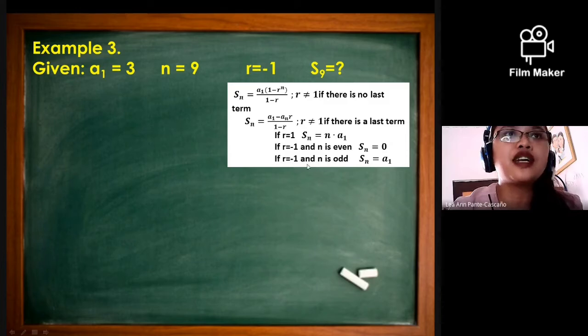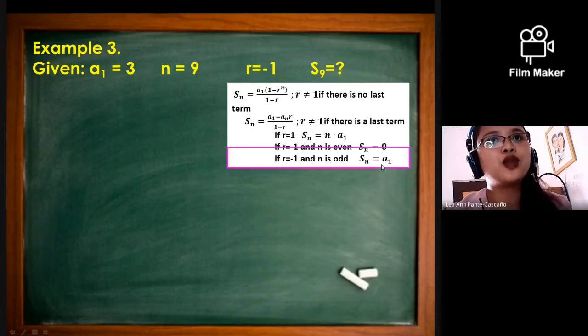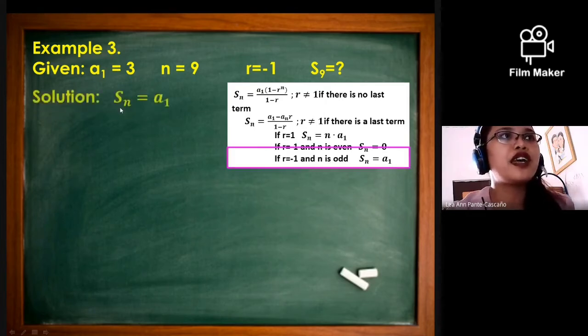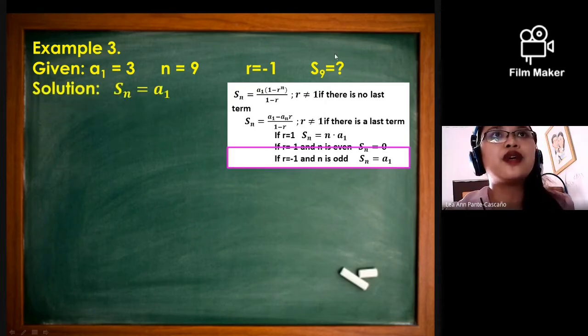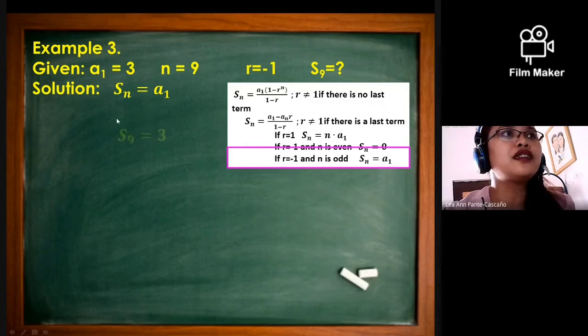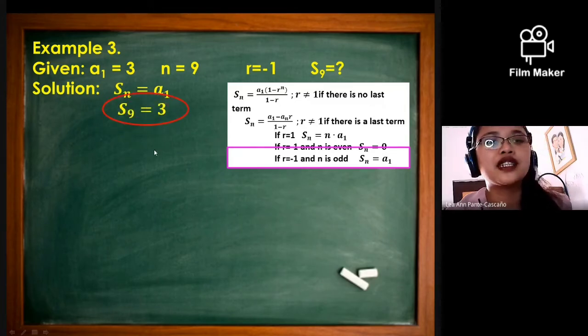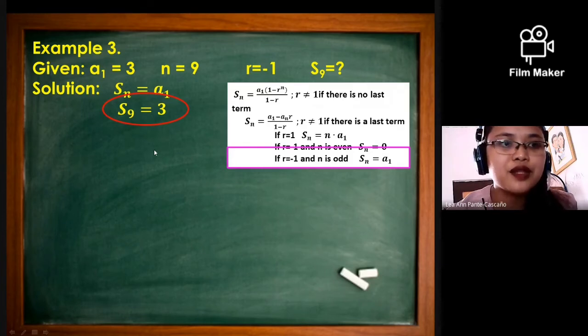So, since this one is an odd number, ito ang titingnan natin ngayon. Ang ratio natin is -1. Ang ating n is odd. So, nasatisfy natin yung condition dito. Therefore, ang formula na gagamitin natin, very simple. S sub n equal to a sub 1. We're looking for s sub 9. Value of a sub 1 is 3. Therefore, that will be the answer. And we're done. Tapos na po kagad ang example number 3. Question?